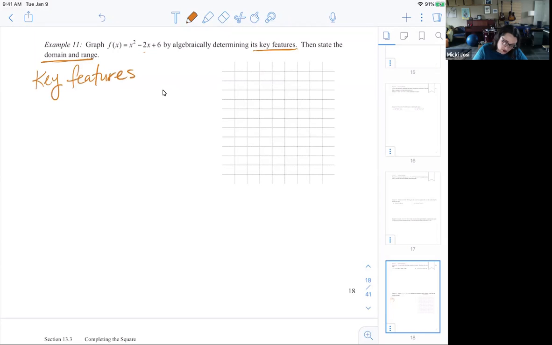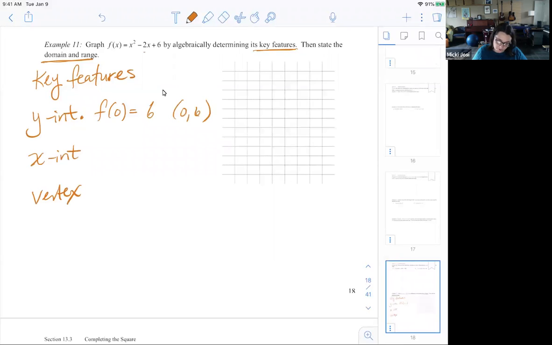So the key features that we want to find are going to be the y-intercept, there's only one, the x-intercept, and the vertex. Okay, so the y-intercept, we can identify that pretty much right away. If I plug in f of 0, the only thing left is 6. So my y-intercept is (0, 6).